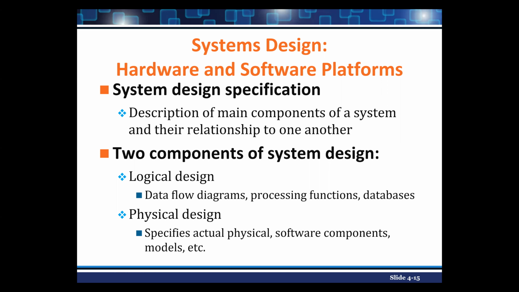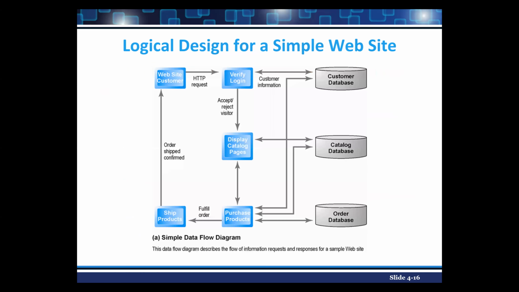And in terms of system design, we have two different components. One is logical design. The other one is physical design. If you remember, logical design is just the data flow diagrams telling what the processes are, what the data flows are, what the data stores are, and what the entities, or source and sink, are of those information systems and databases. While the physical design is more detailed than that, it goes down into the technical levels. You have to specify the actual physical software components and models that you have to implement. In this one, we talk about the logical design for a simple website.